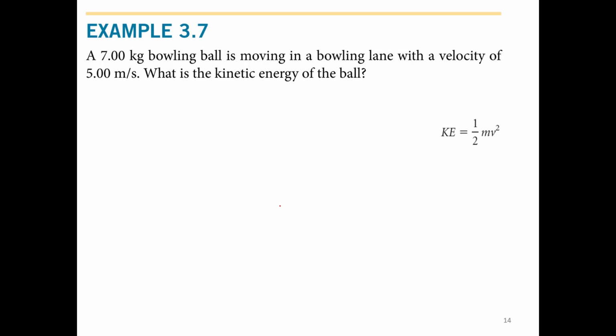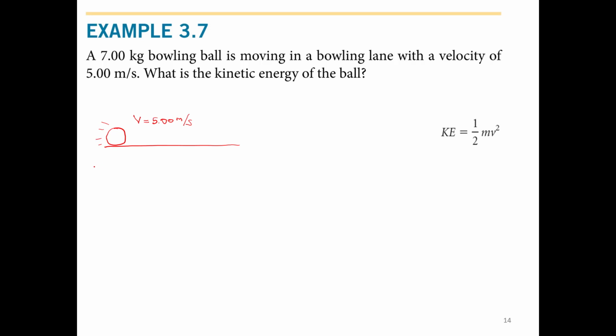And now let's try to solve this problem. In this case, a 7 kilogram bowling ball is moving in a bowling lane with a velocity of 5 meters per second. Then we want to know what is the kinetic energy of the ball. As we have here, this lane, here the ball, and this ball is moving with a velocity of 5.00 meters per second.